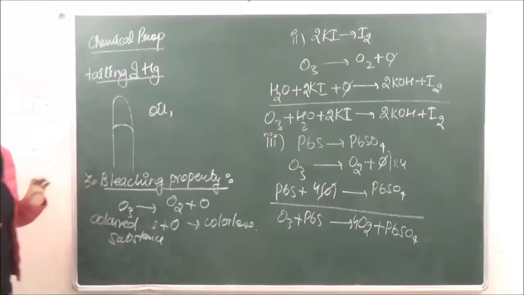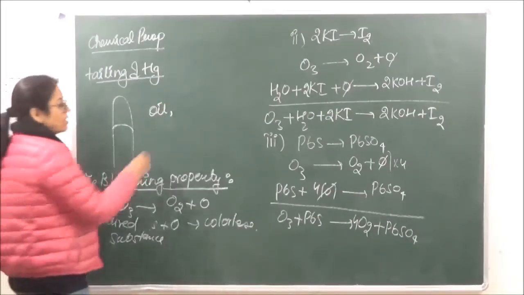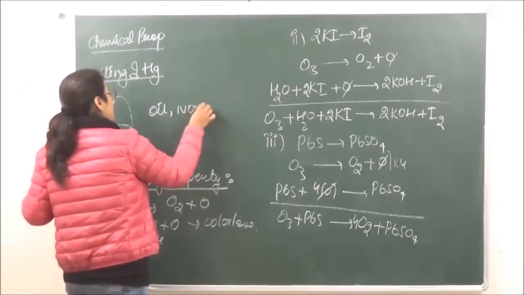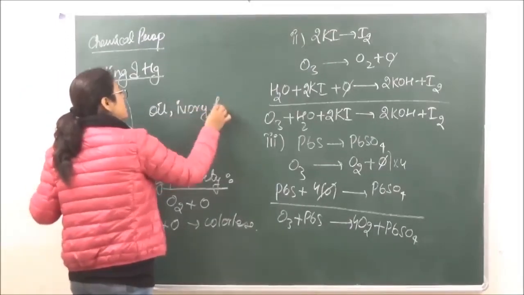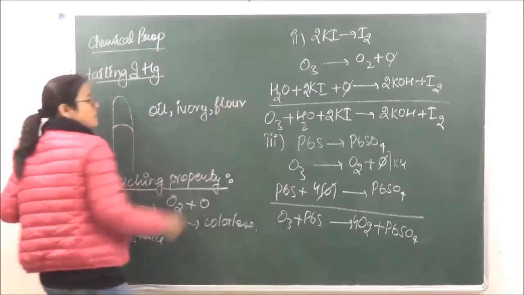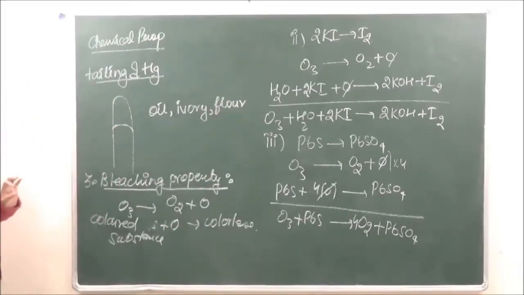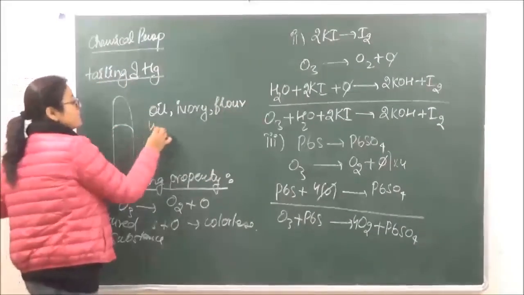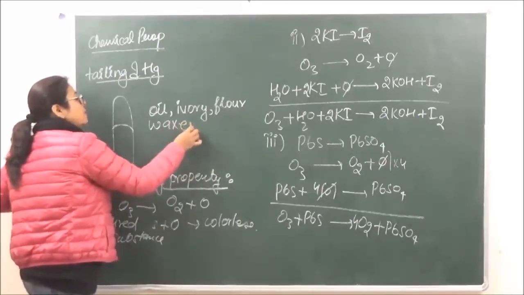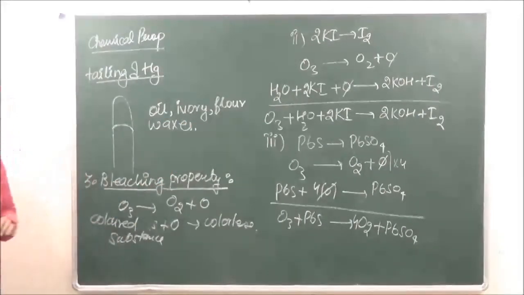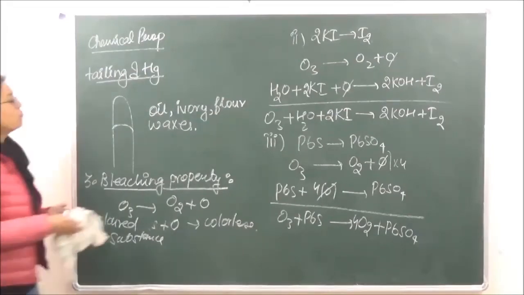Ozone is used for bleaching oil. It can bleach oil, it can bleach ivory, it can bleach flour, and it can also bleach waxes. So these are the properties. Let's go on to the uses of ozone.